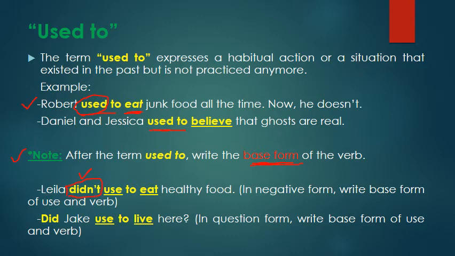That's the negative. How about the interrogative? Same goes for the interrogative. Did Jake use to live here? Again, base form. So, in negative form, write base form of use and the verb. In question form, also write base form of use and verb. You don't add D, okay?